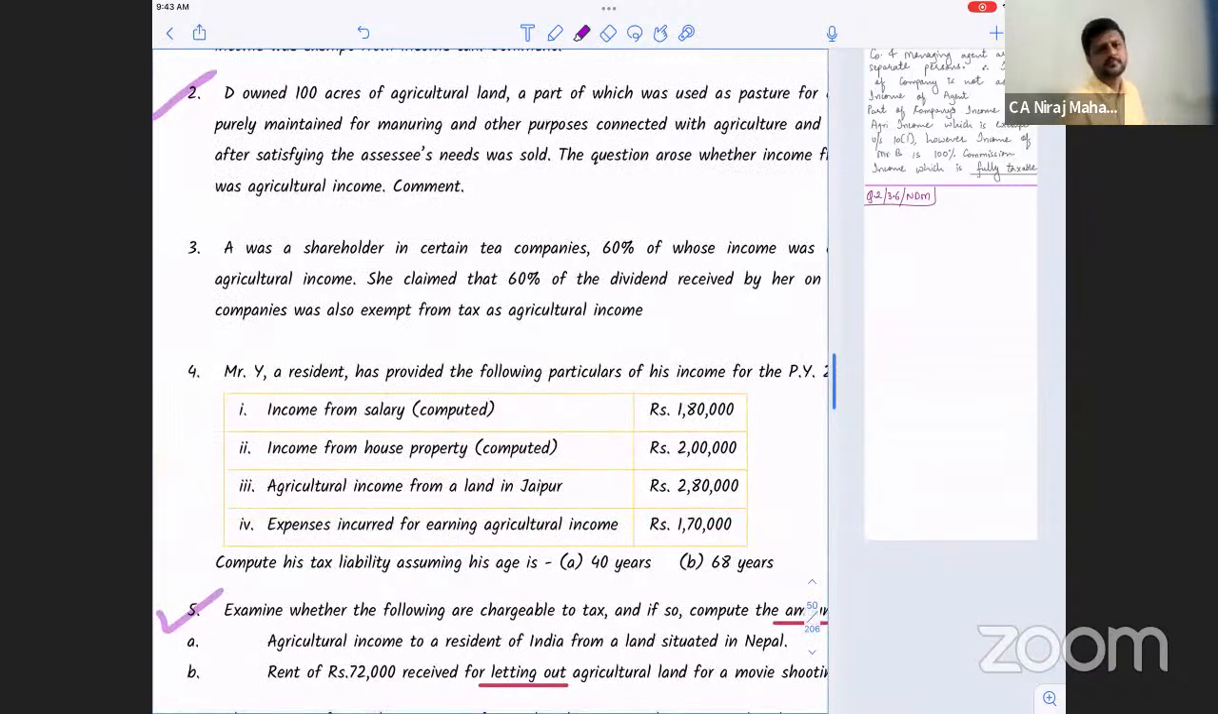Tell me, what do you think? No, it is not agricultural income. It is just an indirect connection with the land. The indirect connection with the land doesn't make it an agricultural income. Since it is not an agricultural income, it will be taxable. Clear? Let's go ahead.